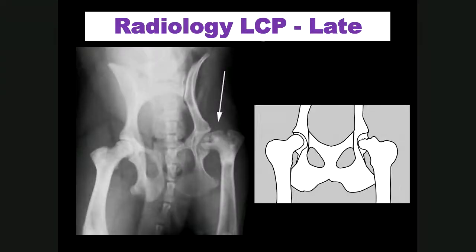For example, here's another case of late LCP with total collapse of the femur head, which is also widened. On the normal side, even though this is not a perfectly positioned radiograph, the angle between the femur neck and the shaft is about 130 degrees, whereas on the affected side, it becomes closer to 90 degrees.